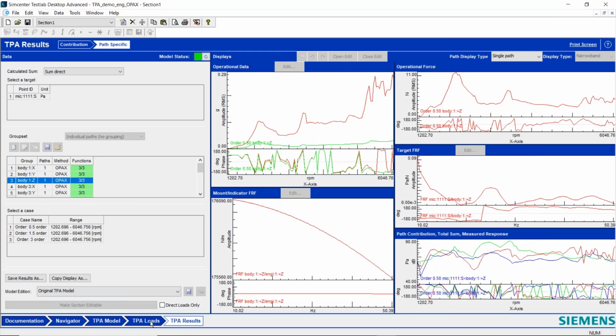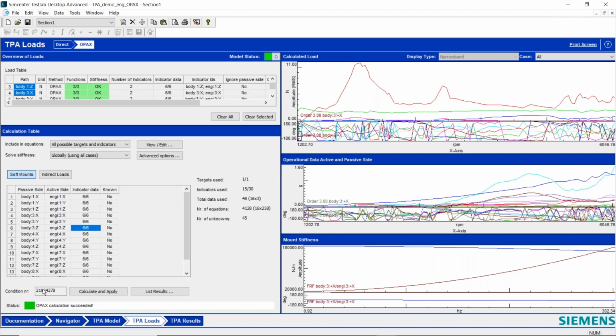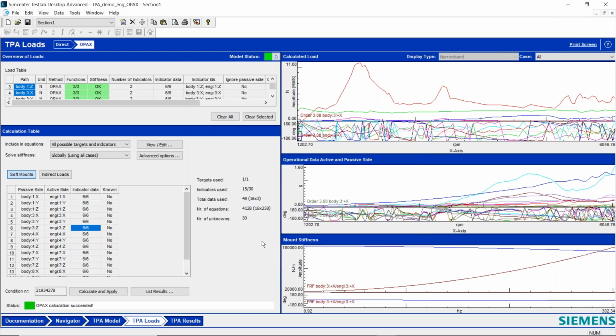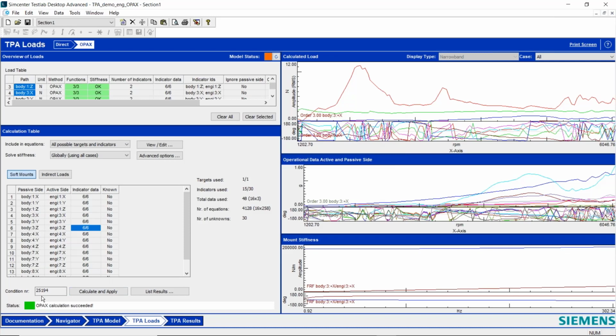So I'm gonna go back to my TPA loads, and this condition number, I'm gonna try to get that closer to 100. So one thing I'm gonna try is, rather than no reduction at all, I'm going to reduce to a linear stiffness model. So I'm gonna set mass to 0 and just solve for damping and stiffness. So now my unknowns is 30 instead of 45. So that's improved. That went from 20 million or so down to 25,000.